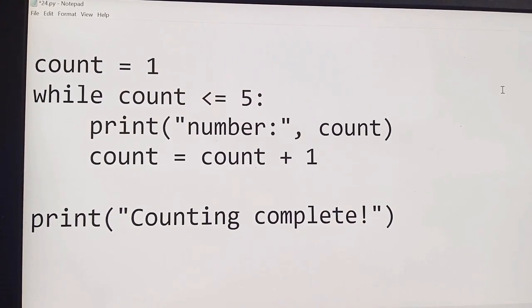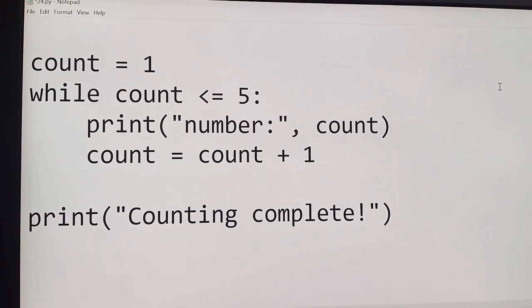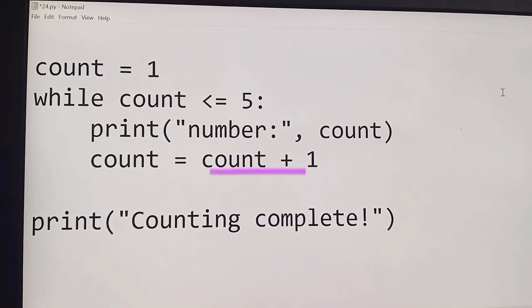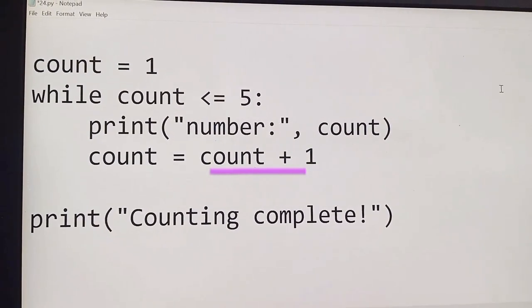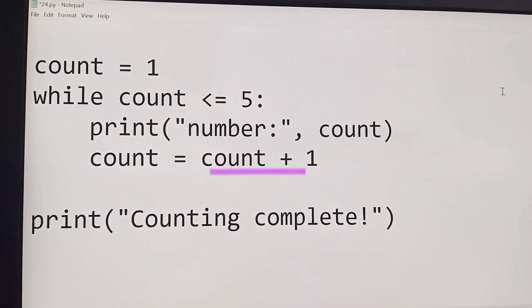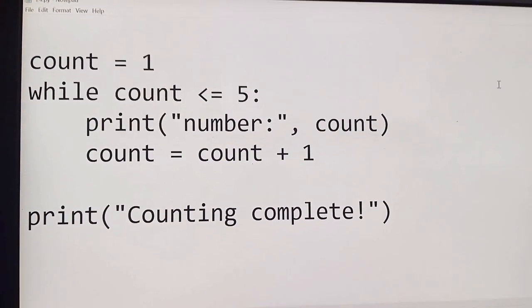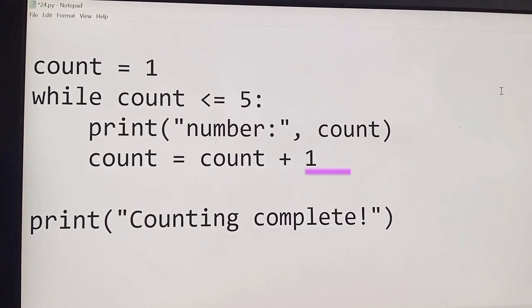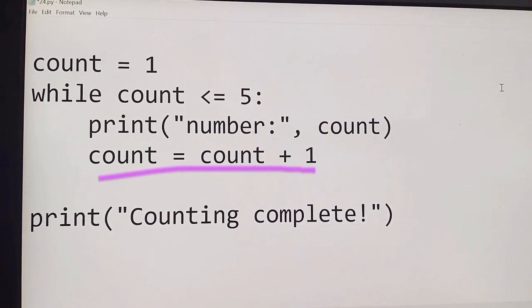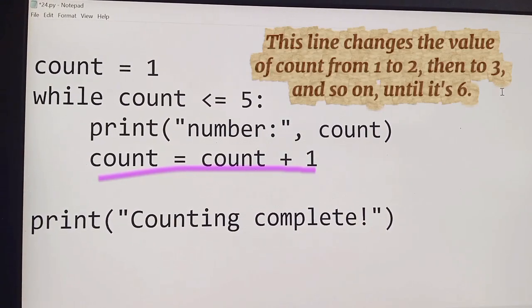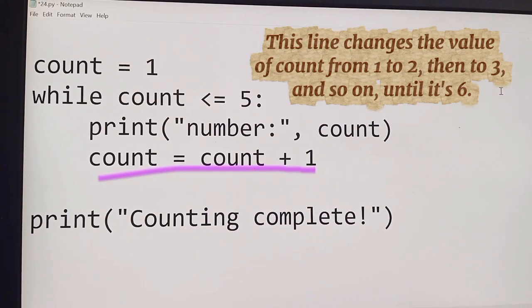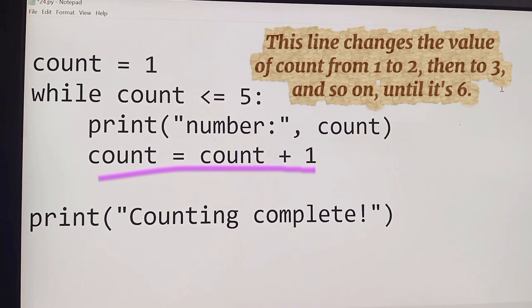After we print the number, we need to update our count so the loop can move on. If we don't, the count will stay at 1 and the loop will run forever. This is called an infinite loop and it's a common error. We'll add 1 to count in each run. In this line, count equals count plus 1. This line changes the value of count from 1 to 2, then to 3, and so on until it's 6.